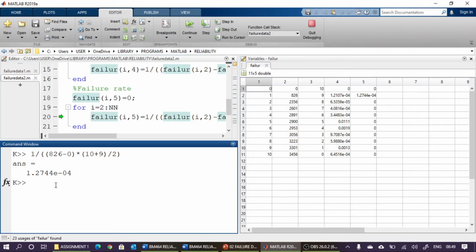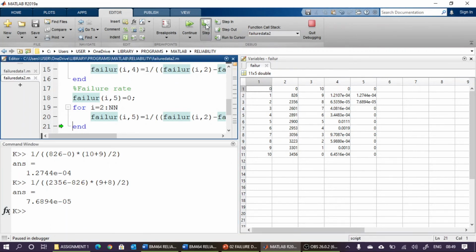Next one is 1 divided by, now what about delta T? This 2356 minus 826, into, now average of population, that is 9 plus 8 divided by 2, so that is 0.000076. What about next one?